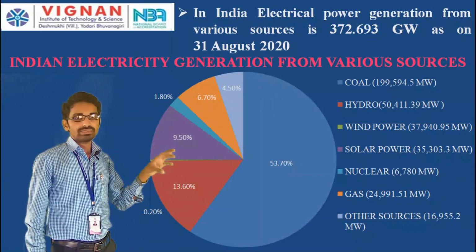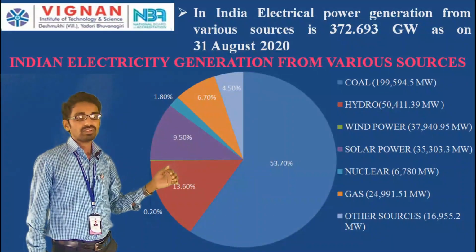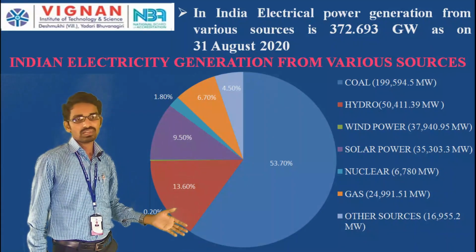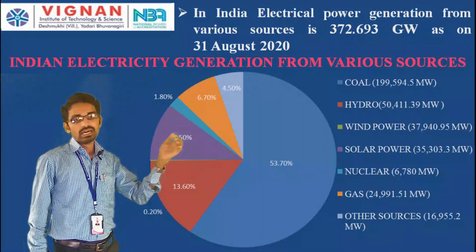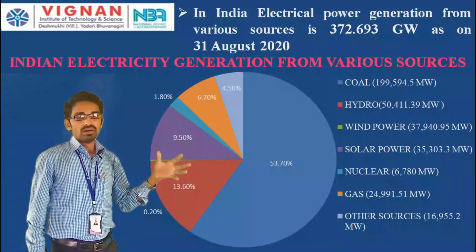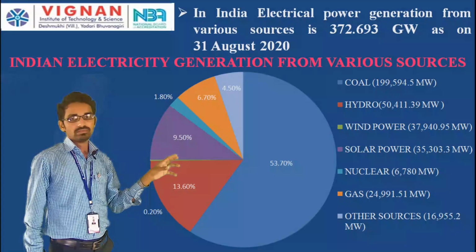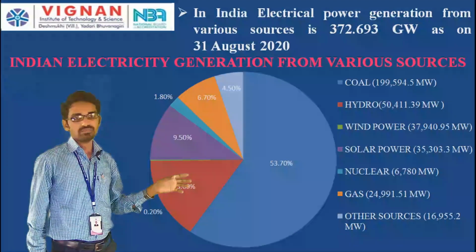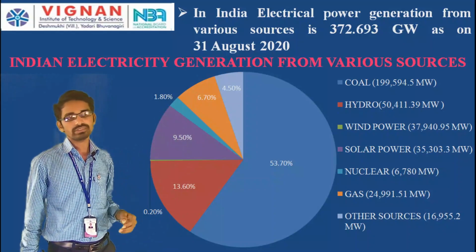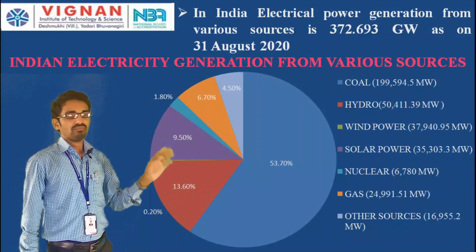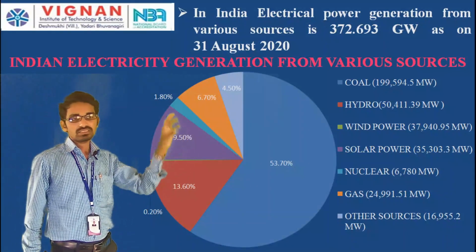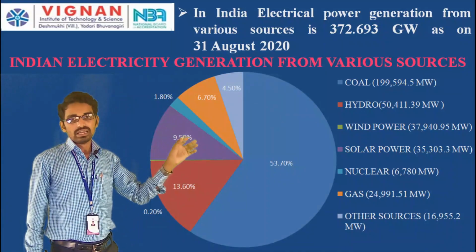So, how the electricity is going to be generated, with what are the main fuel components? You are having different fuel components: coal, hydel, wind, solar, nuclear, all these things are available. With the different generating units with different fuels, how is electricity going to be generated? If I consider a total generation of 372.693 gigawatts, out of that you are having 53.7 percentage from coal, the remaining you are having hydel.